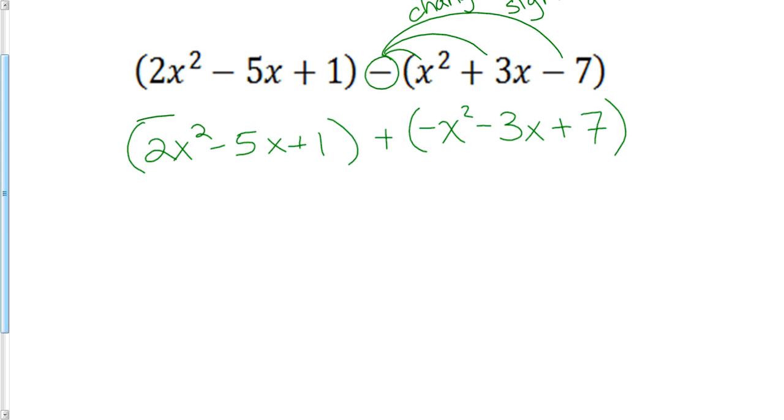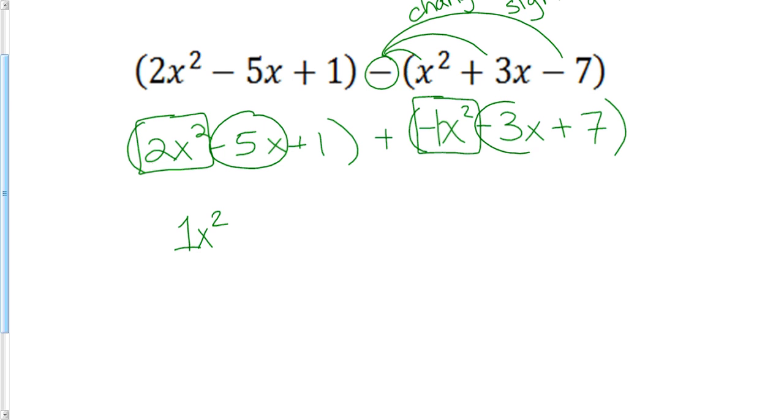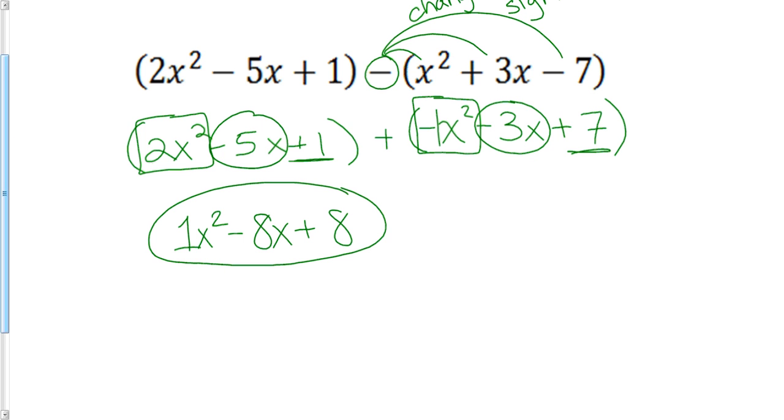I've got a 2x squared, and I've got a negative x squared. Remember that there is no coefficient, it's a 1. So 2 and negative 1 combine to give me 1x squared. You do not have to write the 1, but it's not incorrect if you do write it. Next, I've got a negative 5x and a now negative 3x. That combines to give me a negative 8x. And then lastly, I have a positive 1 and now a positive 7, which combines to give me a positive 8. There's my answer.